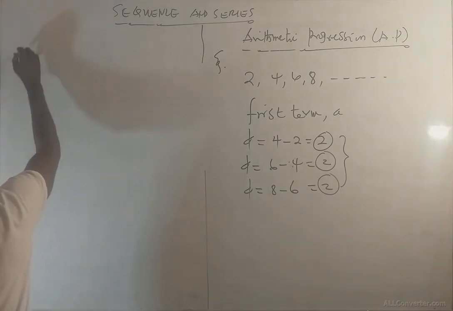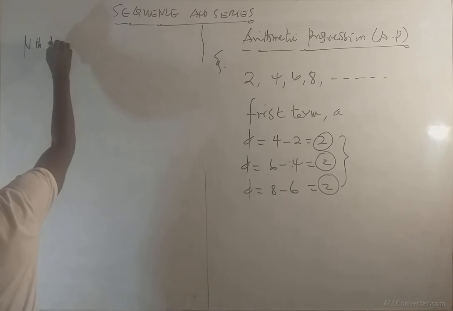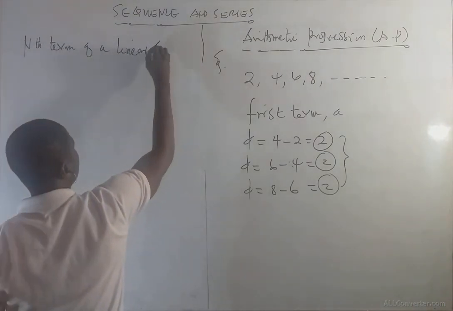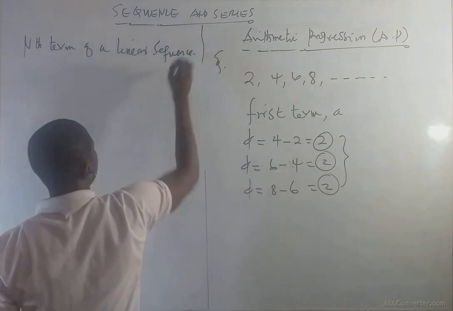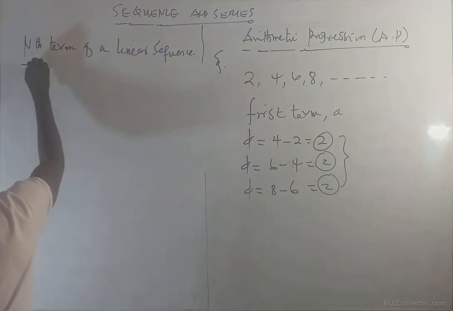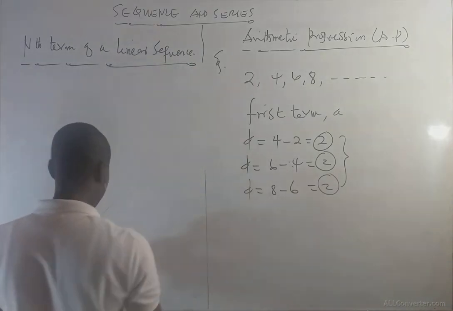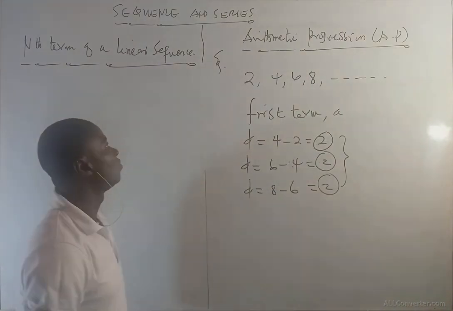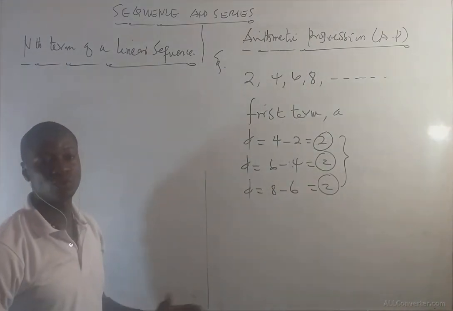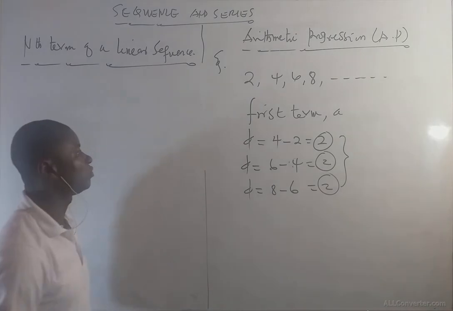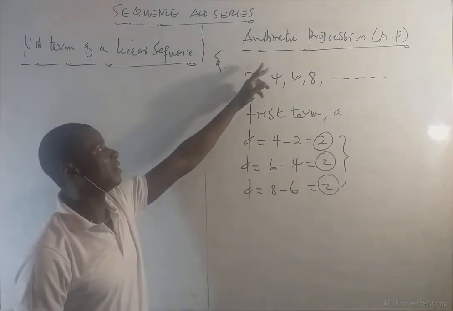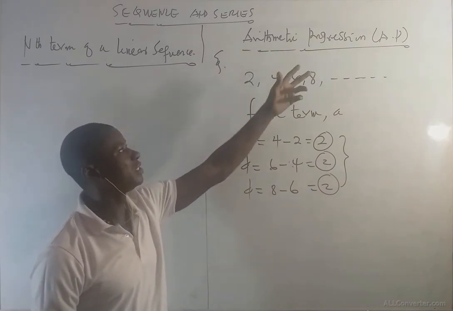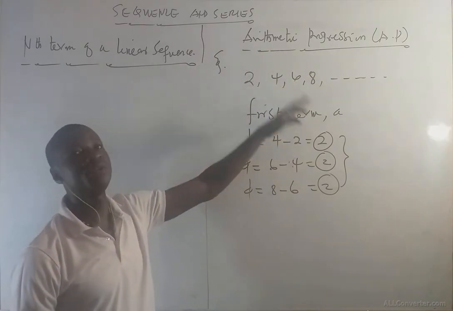Now, let's consider the nth term of a linear sequence. I guess you understand what is really happening. We are still considering the arithmetic progression or the linear sequence. When we are done with that, then we also consider the geometric progression or the exponential sequence. But for now, we are looking at the arithmetic progression, and we are saying that a sequence is said to be an arithmetic progression or a linear sequence if it has the same common difference.